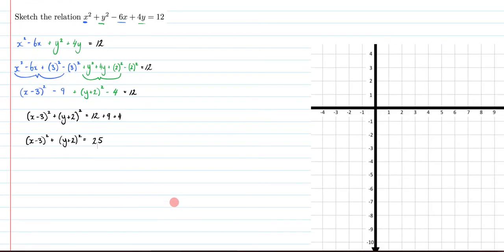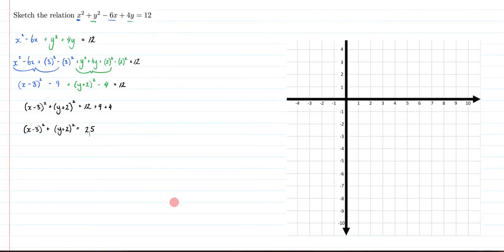So let me zoom right out of here. So I have x minus 3 squared plus y plus 2 squared equals 25. With this, I can immediately see what my center is. My center is going to be 3, negative 2. I also can tell what my radius will be. My radius will be the square root of 25, which is 5.